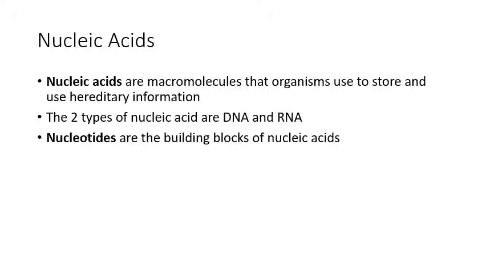Nucleic acids are always used to work with hereditary information, and you have two basic types, DNA and RNA. DNA is used to store hereditary information, and RNA is used to work with it, to actually use it to build proteins or the other parts of the cell.